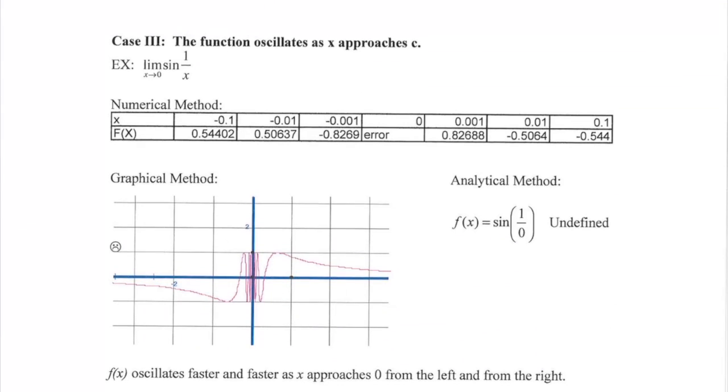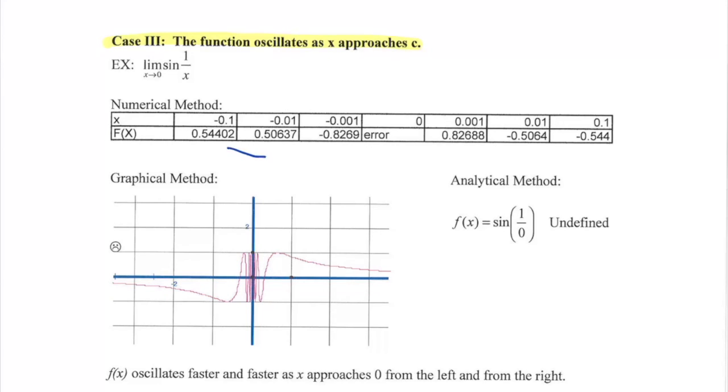Okay, the third case. Case 3 is the function oscillates. This is probably one of the more confusing ones in the numerical form because it's not as clear. And what you're looking for in this case is kind of what's happening on the graph, right? So it's oscillating in that it's bouncing around.